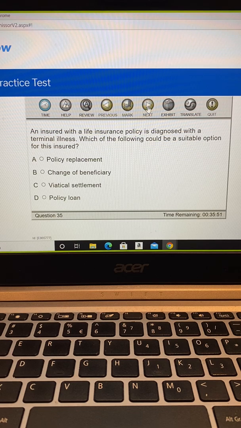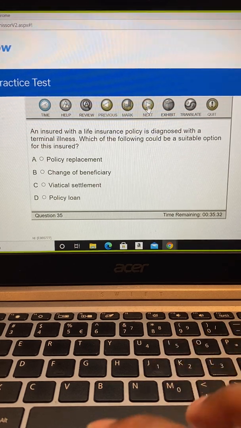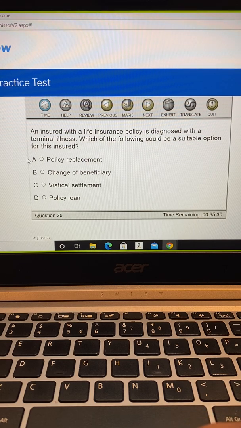An insured with a life insurance policy is diagnosed with terminal illness, which of the following is a suitable option for the insured? A viable settlement. All right, next.